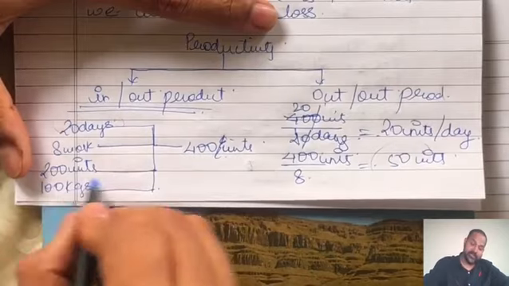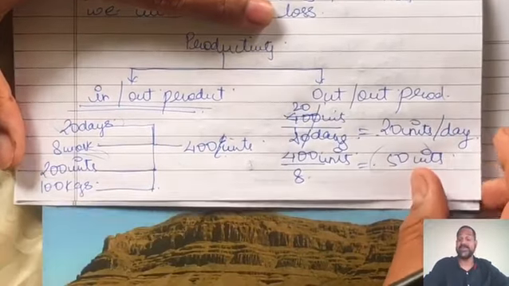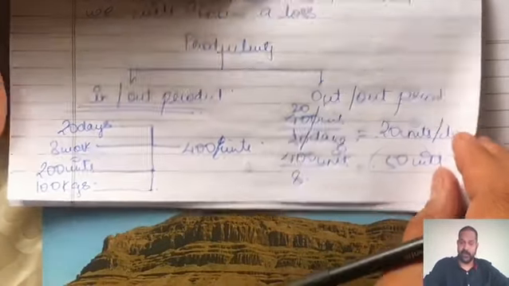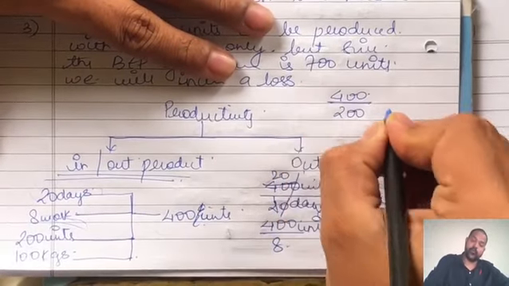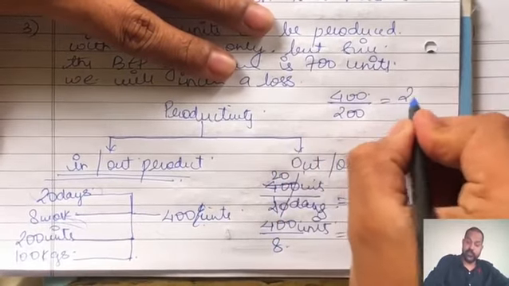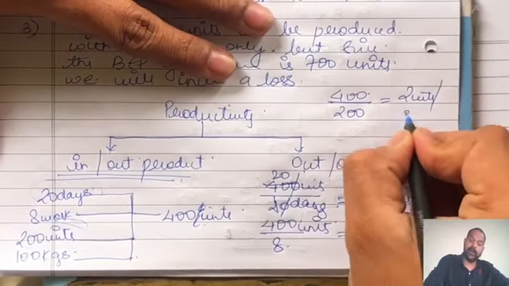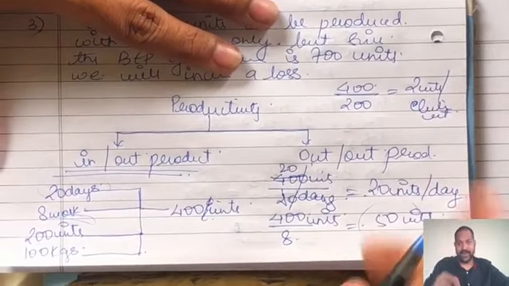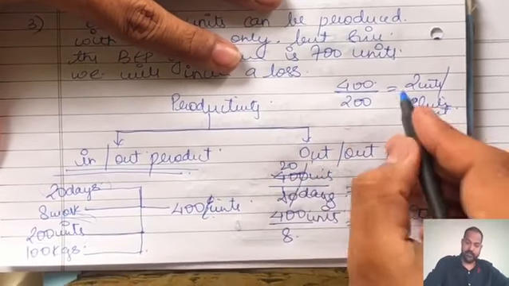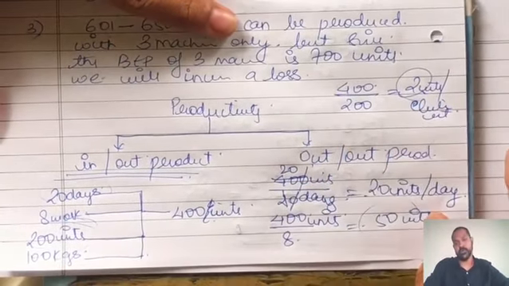What if I ask you the electricity productivity? Well, 400 units are produced by giving an input of 200 units, which is 2 units per electric unit. So every 1 electric unit that I use gives me an output of 2 units.